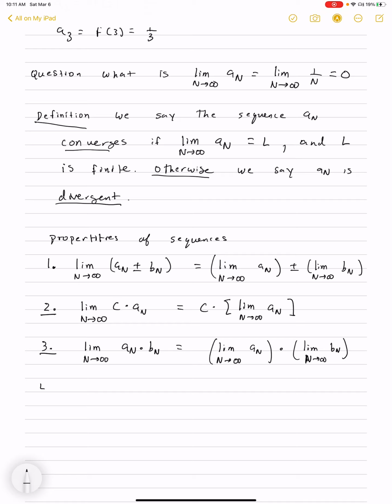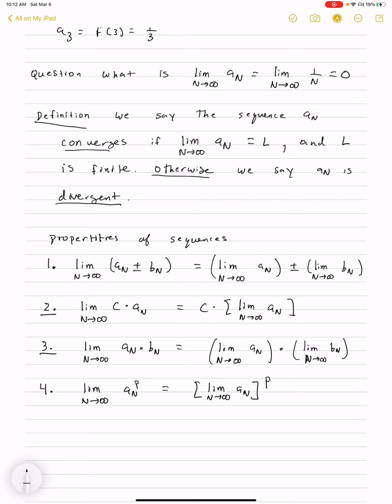Okay. The last one is that if I have a limit of a sequence to a power, this is equal to the limit taken to the power. So just a few properties that translate over from calculus 1. Basically, calculating limits is the same as we would in our calculus 1, and that's very nice to know. But here our limits have to be finite.